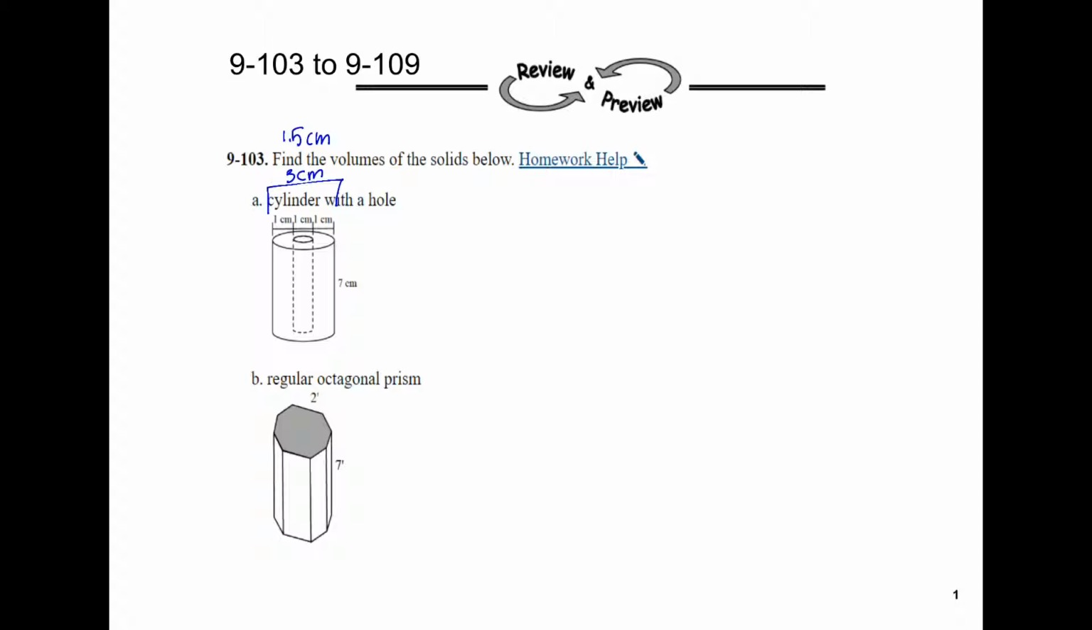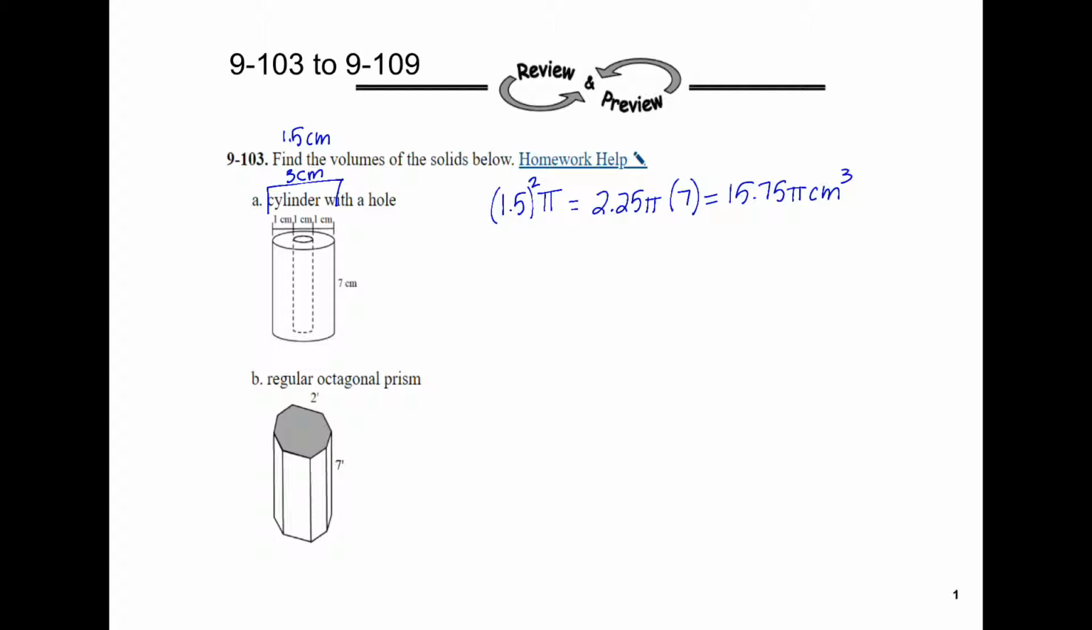So I'm going to find the area of my base, which is 1.5 squared times pi, which is 2.25 pi times my height of 7 is 15.75 pi centimeters cubed.